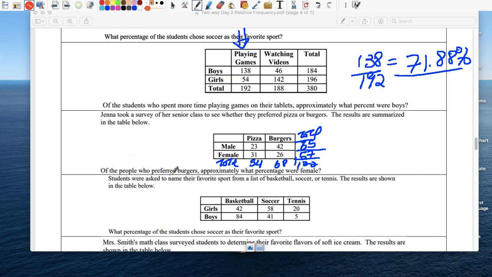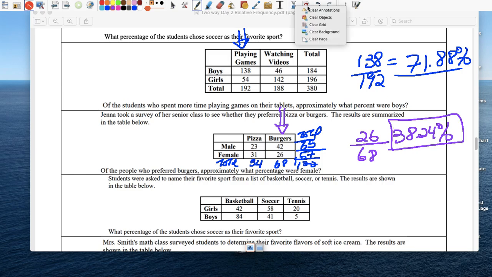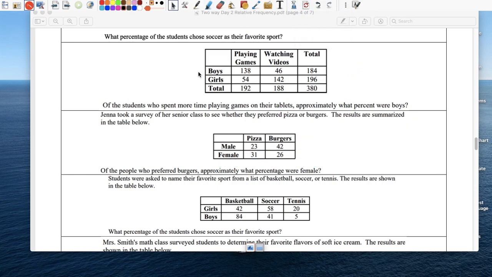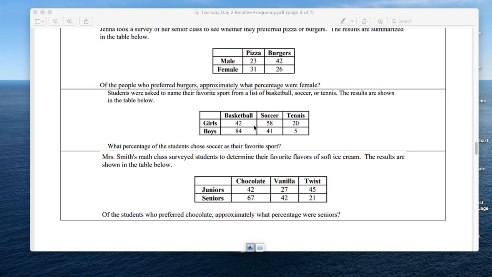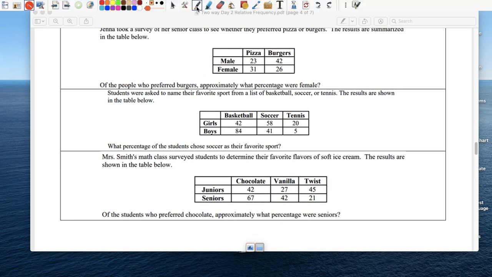What's the question? Of the people who prefer burgers, here are the people who prefer burger, this column here. There were 68 of them who preferred burgers. How many of the 68 people were females? 26. 26 divided by 68 times 100%. So we're going to get 38.24% rounded. Okay. So two things here. One is make sure you find that total. It comes in handy.